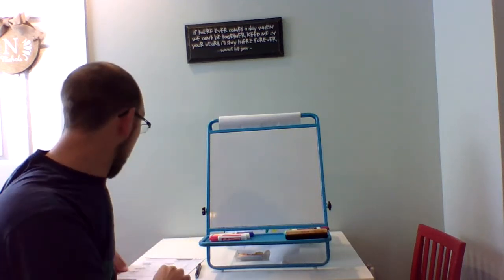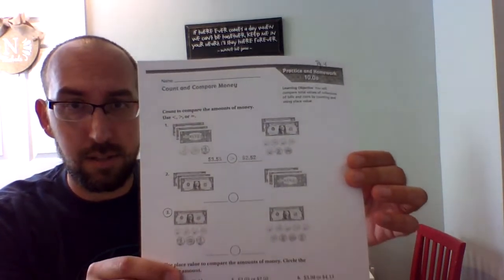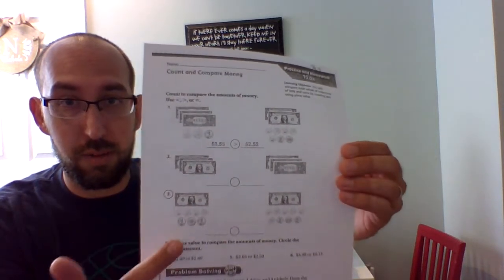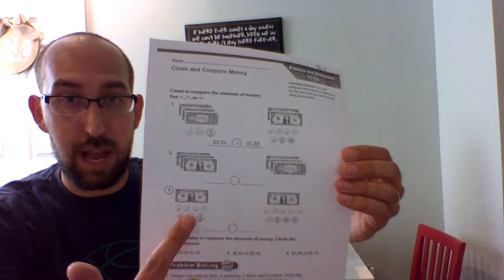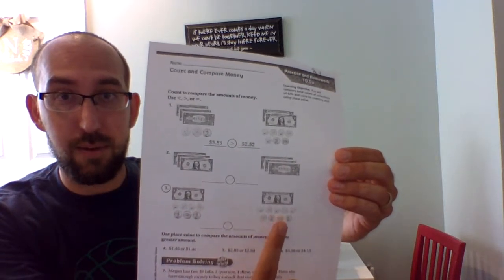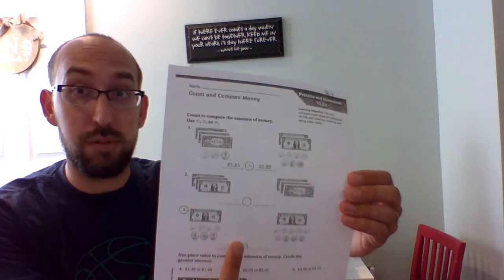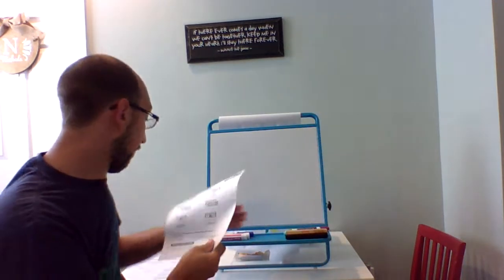I'm going to start with page 4 of your math packet. It's going to look like this. I'm going to focus on question 3. So you're going to compare two amounts of money, and we're going to have to put a greater than, less than, or equal to sign in between those.